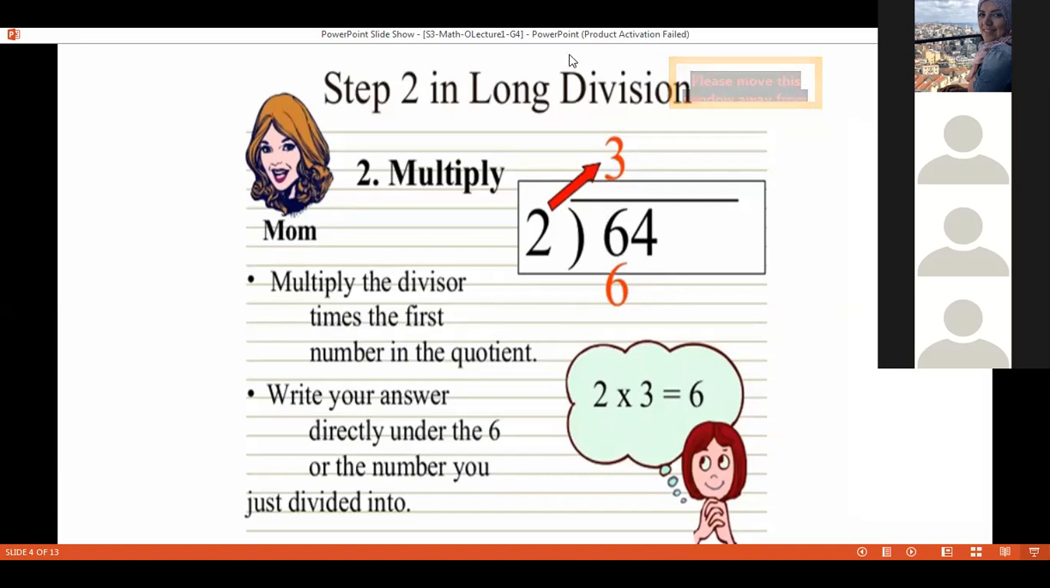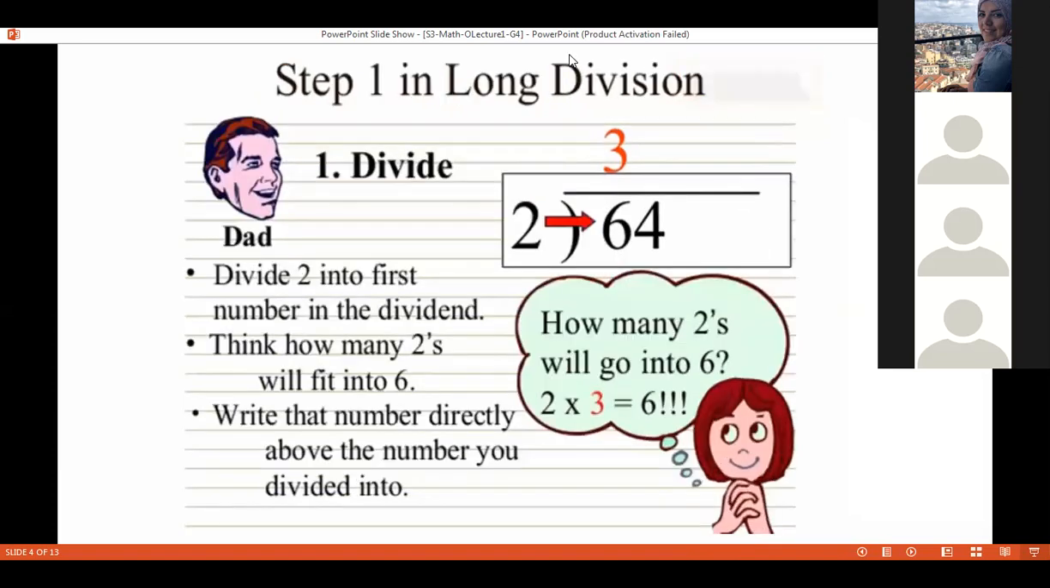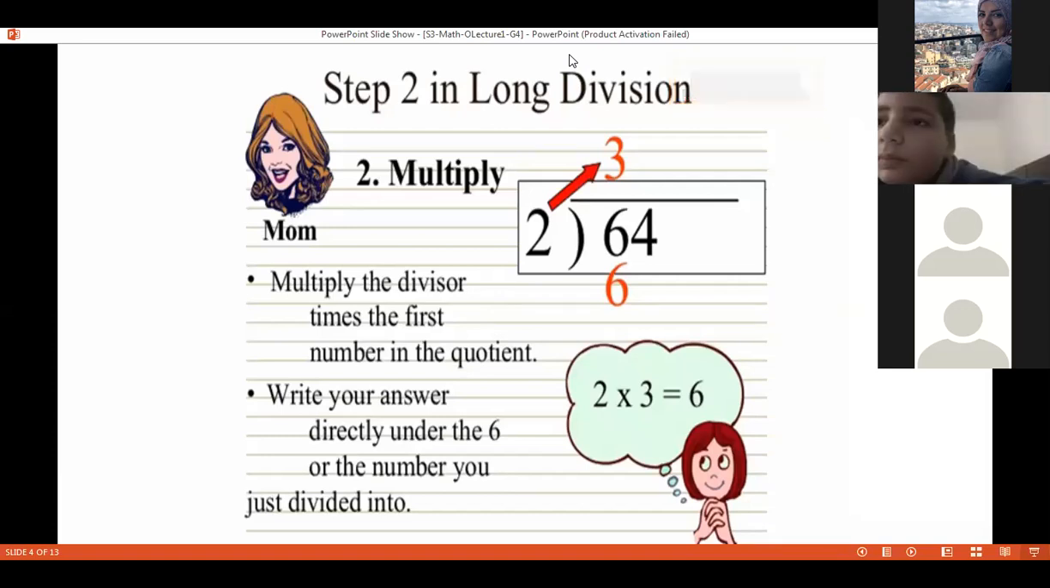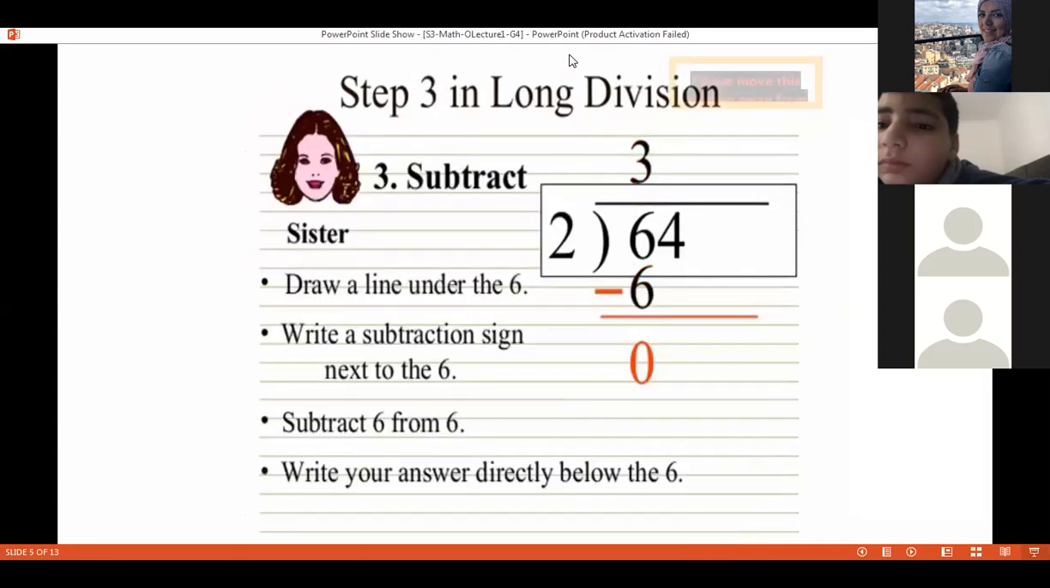So the first thing we did is divide. We divided 6 by 2, we got 3. Now the second step is multiply. So we need to multiply 2 by 3, which is 6. Now, after multiplication, who can remind me what we should do? Subtract. Very good. We should subtract. What's 6 minus 6? 0. Very good, Jude. So 6 minus 6 is 0.